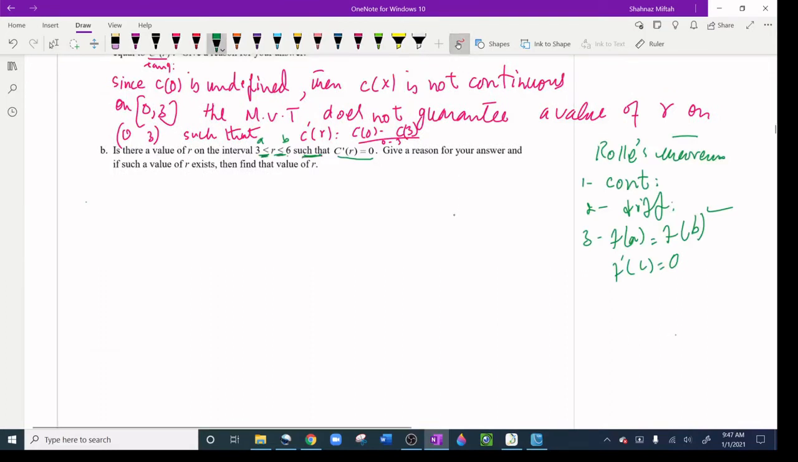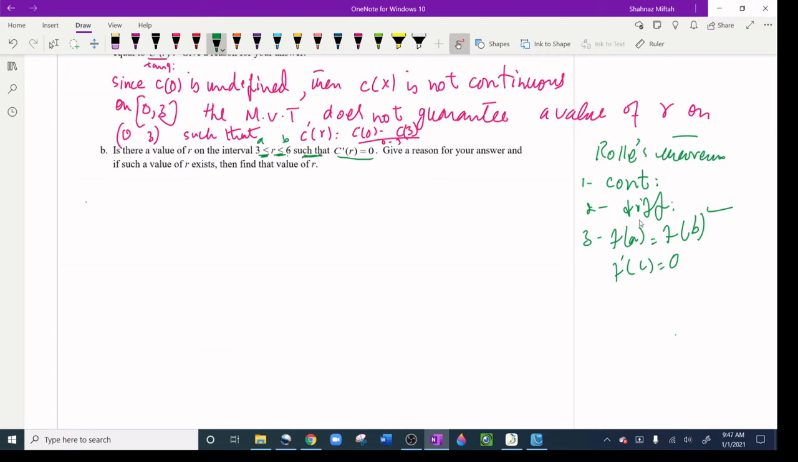Part B. Is there a value of R on the interval [3, 6], 3 and 6 included, with a and b written on top, such that C prime of R equals 0? That's Rolle's theorem, because that's the formula for Rolle's theorem. Give a reason for your answer. If such an R exists, then find the value of R.